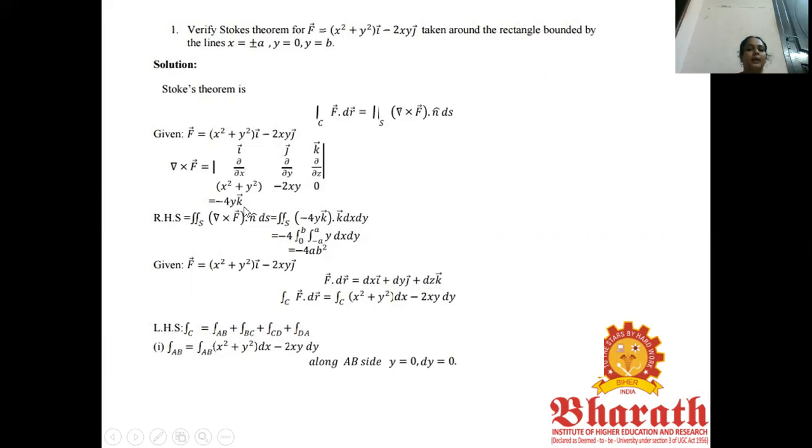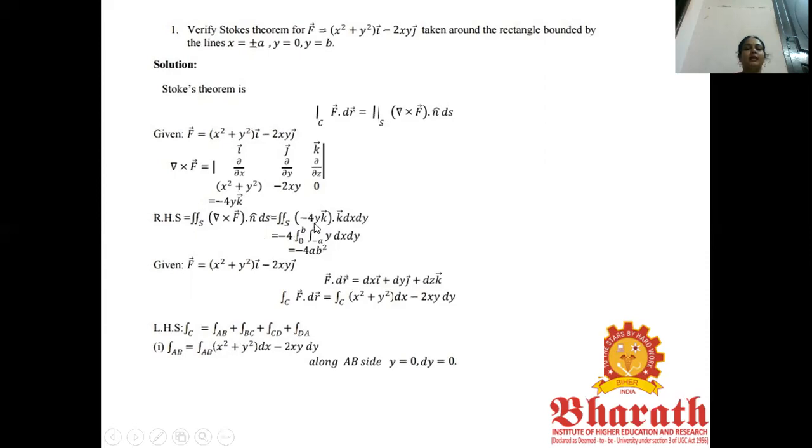minus 4y k. Now we have to take the double integral over S of del cross F vector dot n cap dS. So double integral over S, del cross F is minus 4y k vector dot n cap, here k vector, into dx dy.